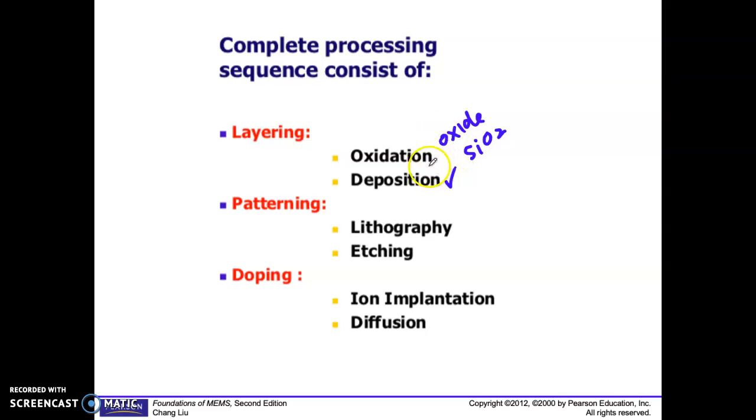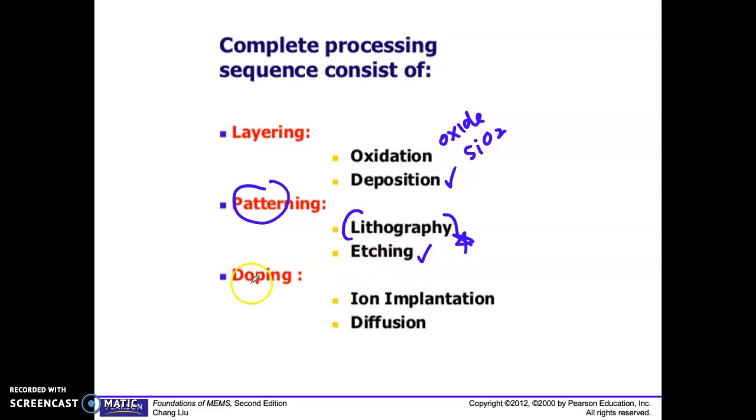In order to pattern either the metal deposition or the oxide deposition, you need what we call patterning. Patterning is the most crucial step in your MEMS fabrication. That is what we call lithography. You are going to use light to transfer the pattern, and your deposition layer will be patterned, so either we etch or we add it.